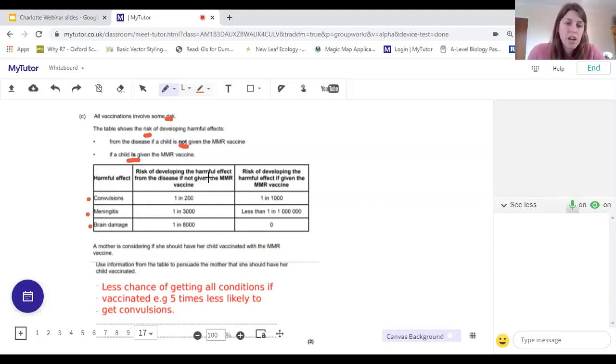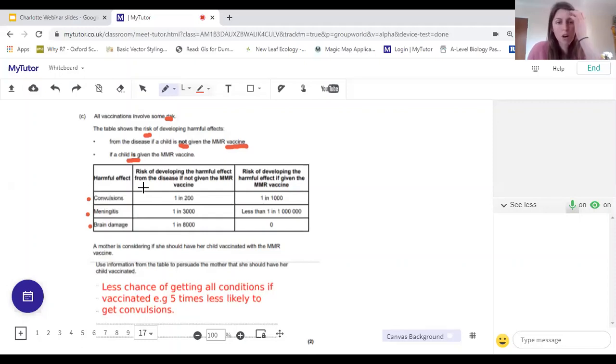So the risk of developing the harmful effect from the disease. The harmful effect, this is why you should read the question thoroughly. From a disease if the child is not given the vaccine, or the risk of developing the effects if the child is given the vaccine. So the harmful effects of the disease, so of measles, mumps, or rubella, could be convulsions, meningitis, or brain damage.